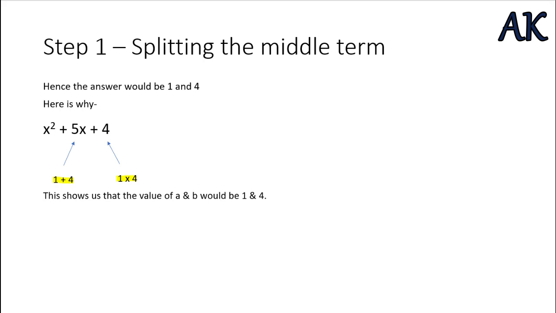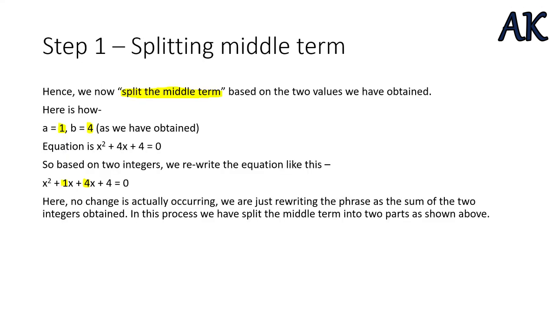Here is why: when 1 and 4 are added they give the result of 5, which is accompanying the x, and when they are multiplied they give the product of 4, which is the integer in this case. This shows us that the value of a and b would be 1 and 4. Hence, we now split the middle term based on the 2 values we have obtained. Here is how: a equals 1 and b equals 4 as we have obtained.